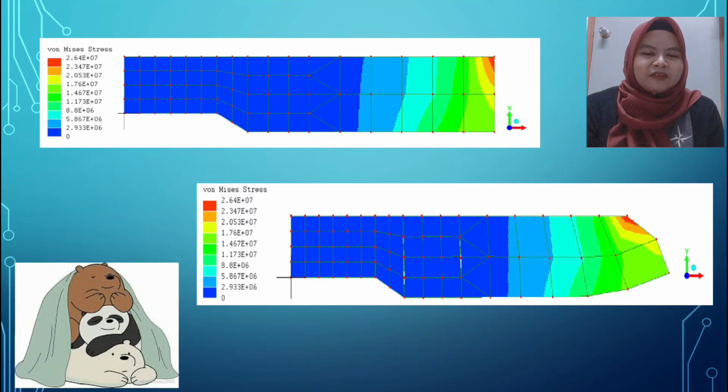Finally, the von Mises stress. The highest stress occurs at the upper corner at the end of the beam, where when the force is applied, the beam turns into bending as the upper corner is set as the fixed surface. Therefore, the highest stress occurs there.